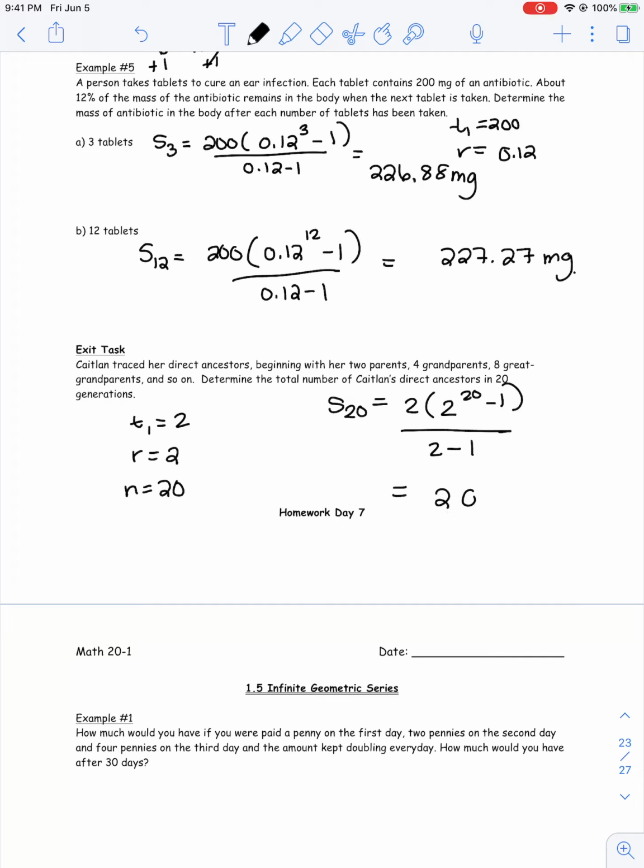So if we put that into our calculator, we should get 2,097,150. So that is the total number of Caitlin's direct ancestors if we have 20 generations. Lots of people.